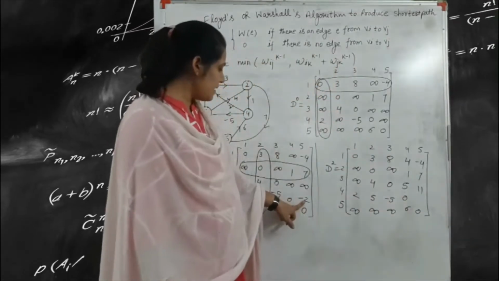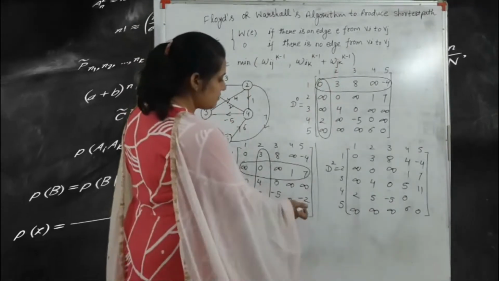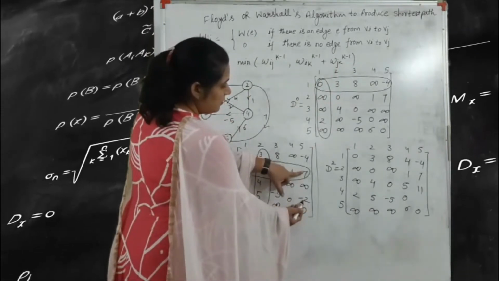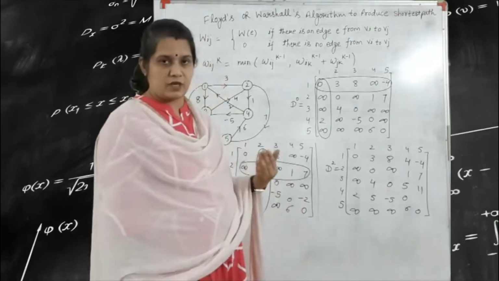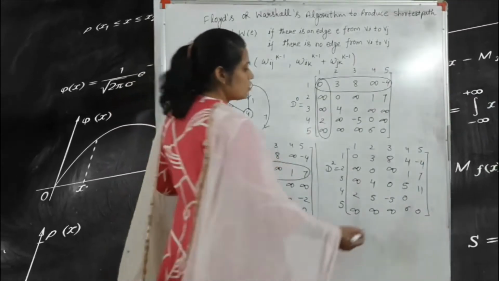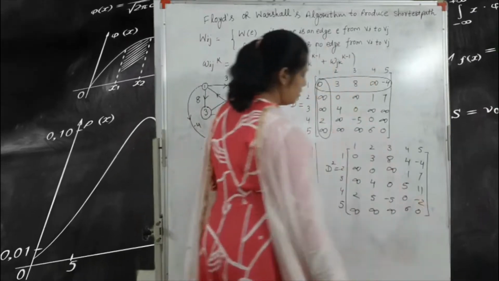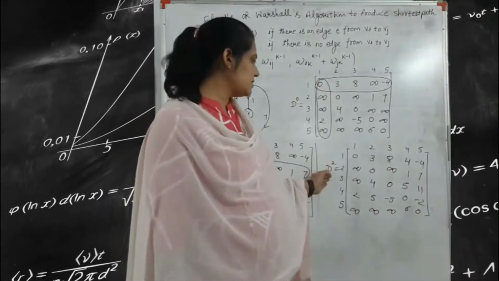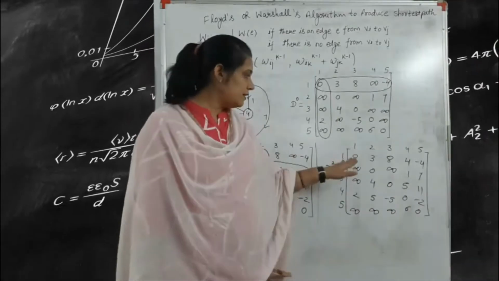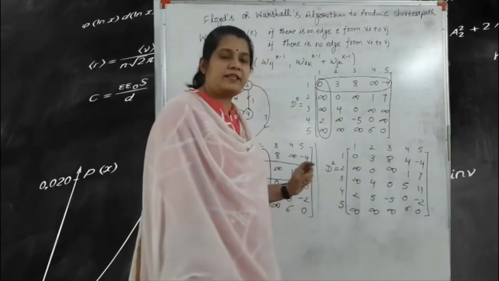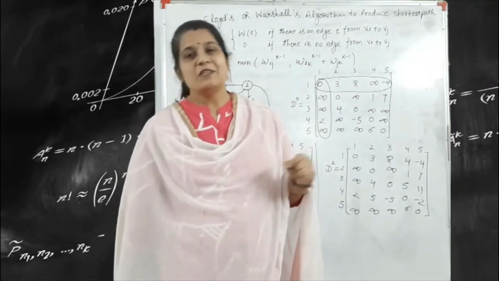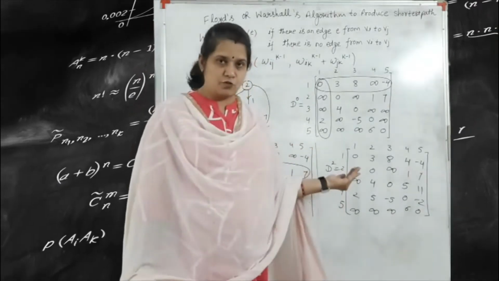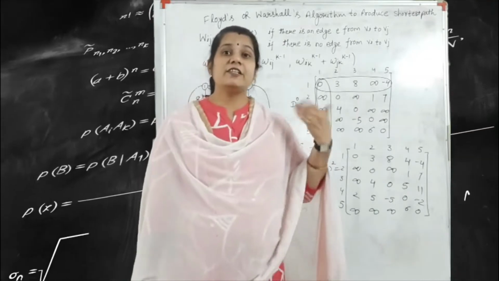Okay, next one is minus 2. So according to this minus 2, the corresponding values are 7 and 5. So 7 plus 5 is 12, and 12 is greater than minus 2. So we write here minus 2 as it is. Okay, so with the help of this D2, we convert the infinite values into countable values. So with the help of this D2, we find the D3.